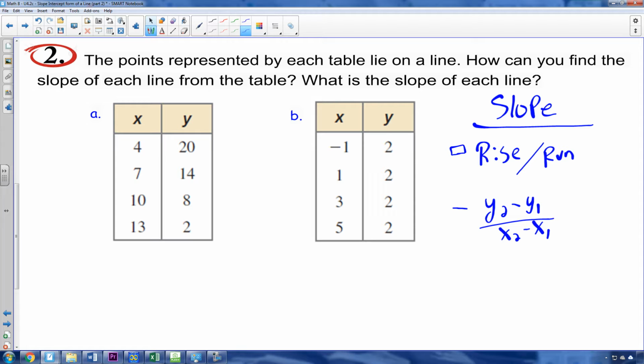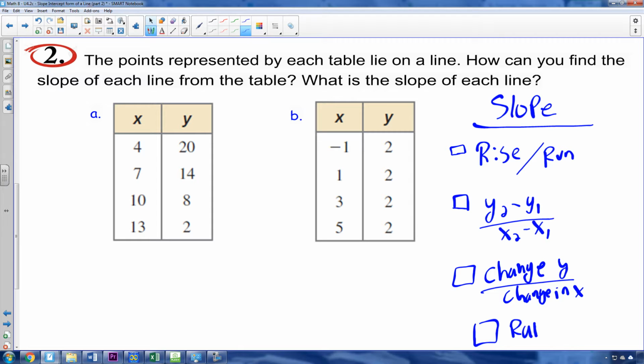We know slope is this. We know slope is this. What's another way we talk about slope? Change in y over change in x. And what's another thing that we can call slope? I don't know that we've talked about it a lot, but slope is a rate of change. So it's how fast or how slow something's going up or down. Those are all ways of saying slope.